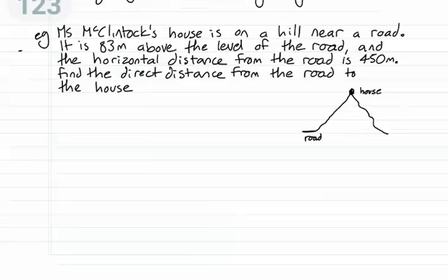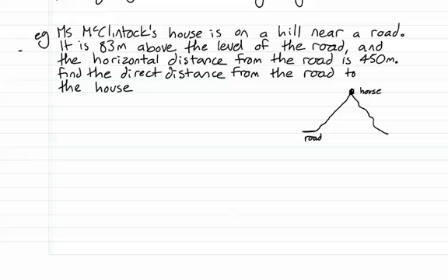This one here. Ms. McClintock's house is on a hill near a road. And we've got a lot of words happening here. The house is 83 meters above the level of the road, and the horizontal distance from the road is 450 meters. Find the direct distance from the road to the house. So these questions can be a little bit tricky. Sometimes they help us by starting the diagram.